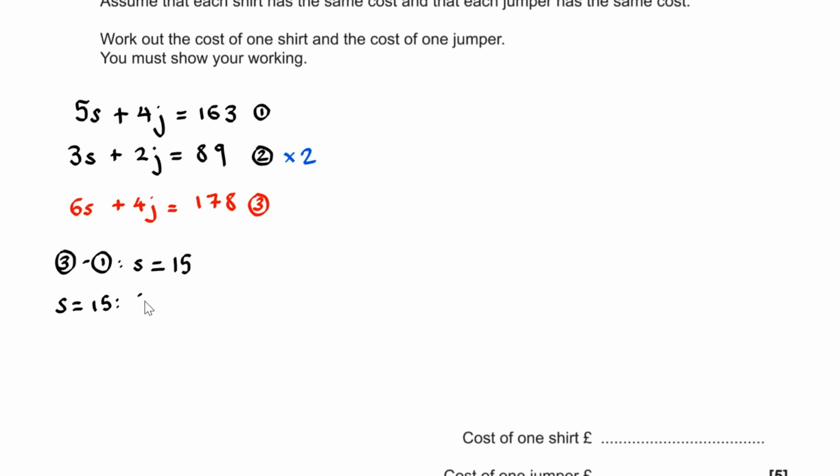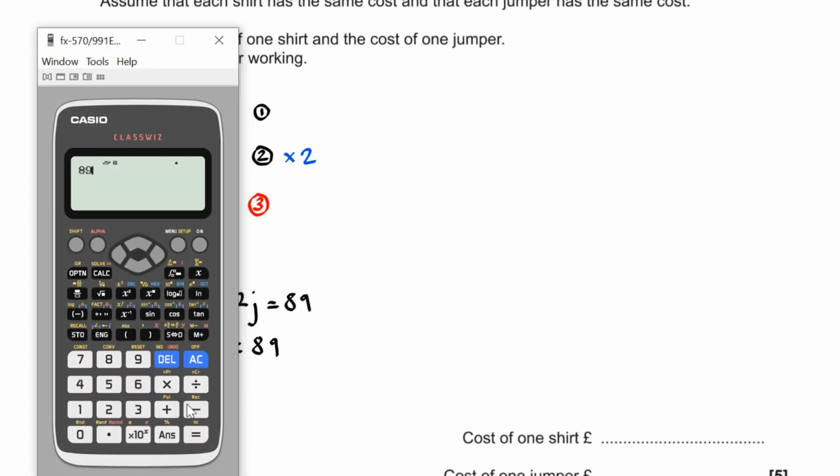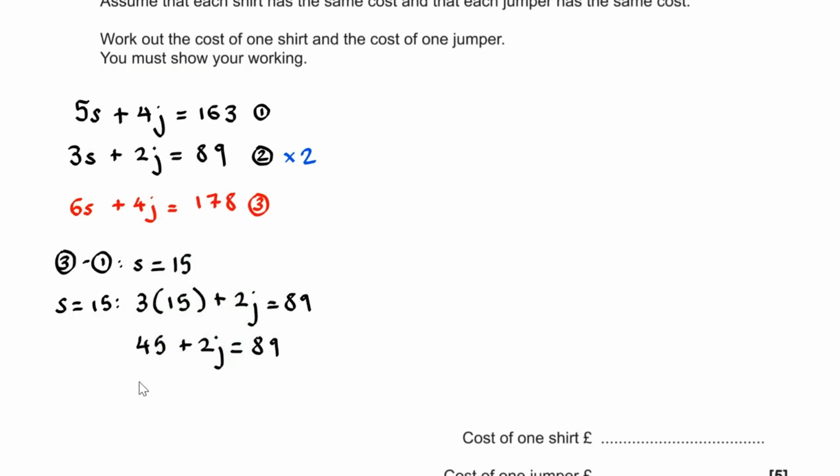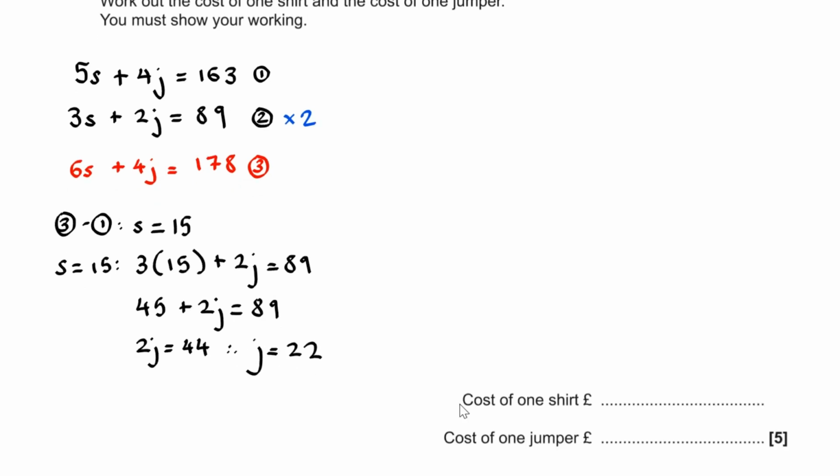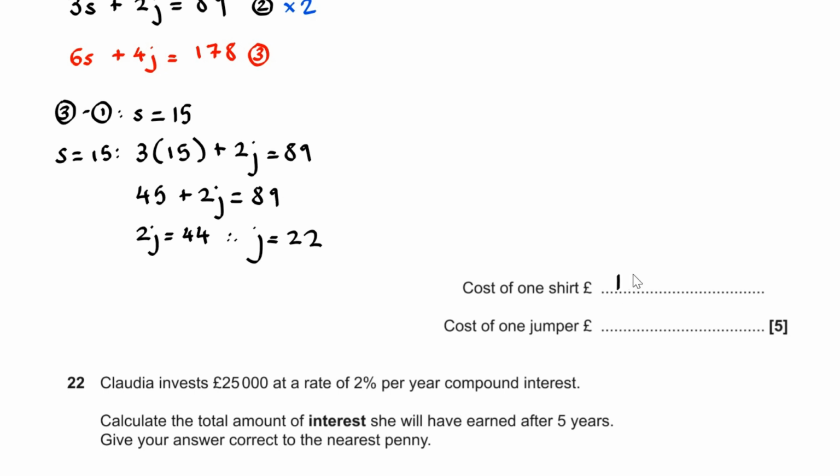So here we'd have 3 lots of 15 plus 2J equals 89. 45 plus 2J equals 89, and if I subtract off 45 from both sides, 89 take away 45, that's 44. So we've got 2J equals 44, and therefore J is equal to 22. So the cost of 1 shirt is £15, the cost of 1 jumper is £22.